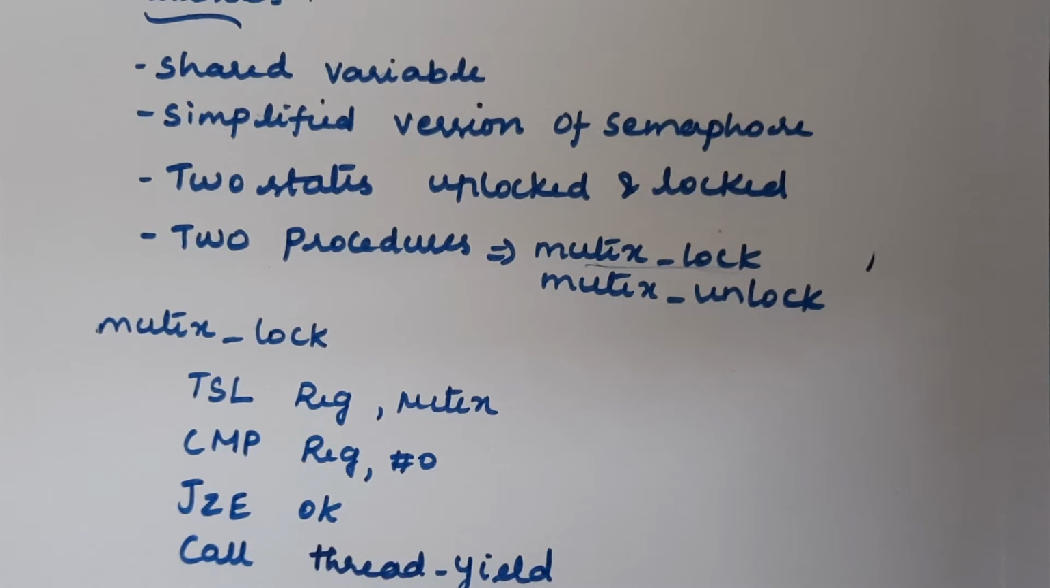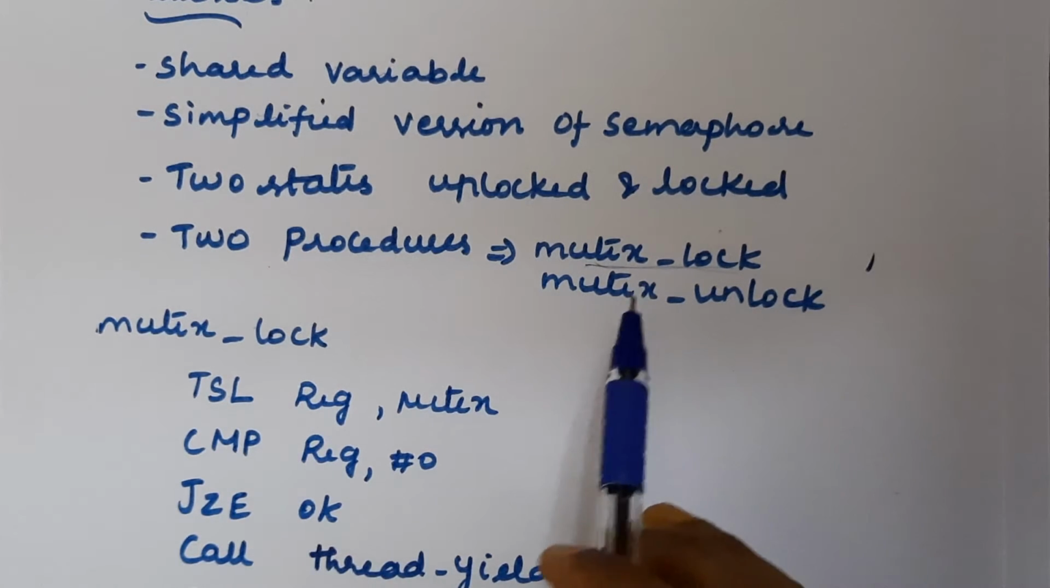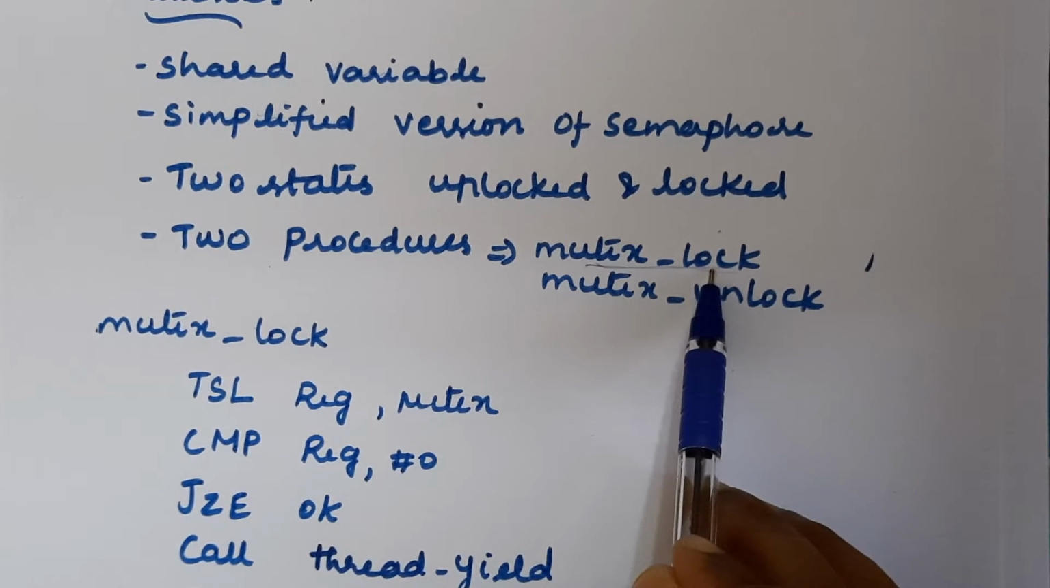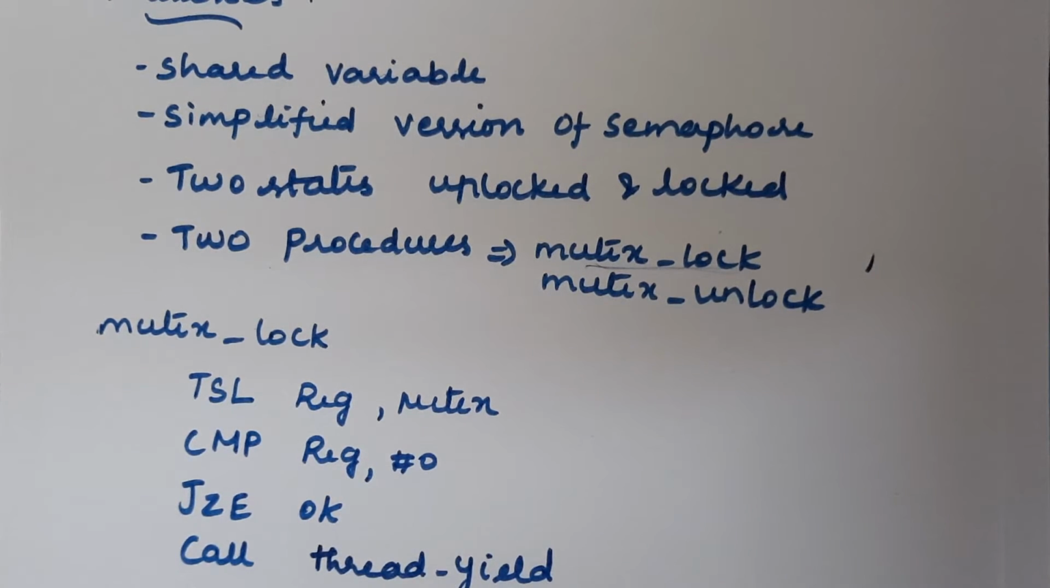Suppose the mutex is currently locked. What is the meaning of it? Some other thread has already entered its own critical region, so it is already using that common data. So the calling thread, whichever thread called the mutex lock function, has to block itself. If the mutex is unlocked, the calling thread's call succeeds, which means it can enter into the critical region.